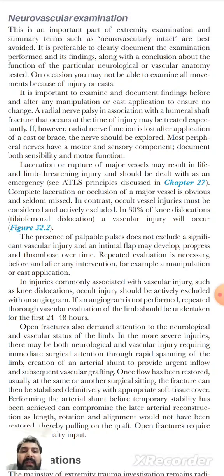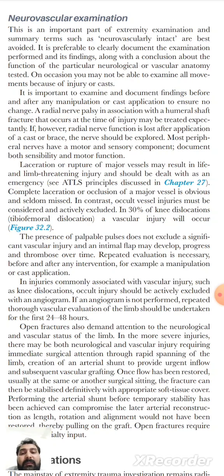Laceration or rupture of major vessels may result in life and limb-threatening injuries and should be dealt with as an emergency. Complete laceration or occlusion of a major vessel is obvious and seldom missed. In contrast, occult vessel injuries must be considered and actively excluded. In 30% of knee dislocations, tibiofemoral dislocation, a vascular injury will occur. So, we have to look for occult vessel injuries. We all know that when there is posterior dislocation of the knee, there can be popliteal vessel injury.